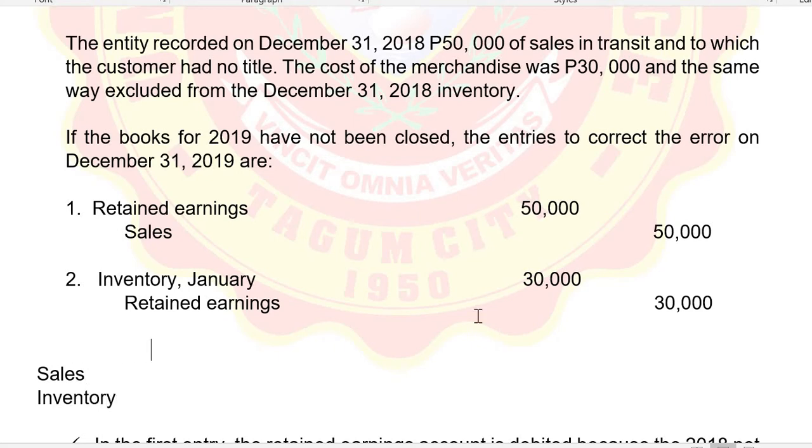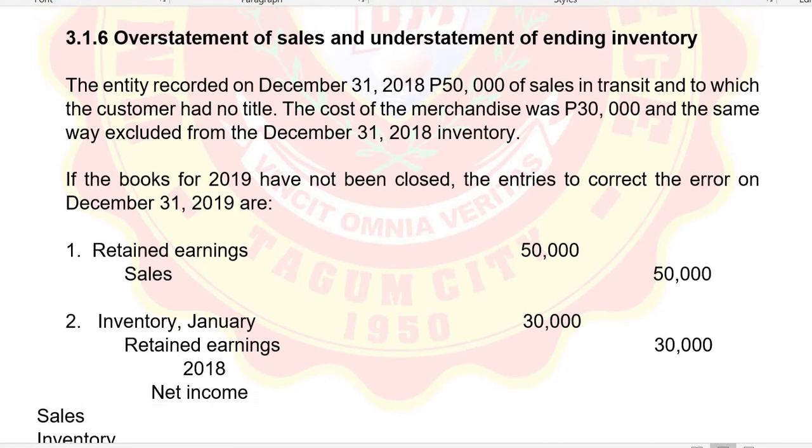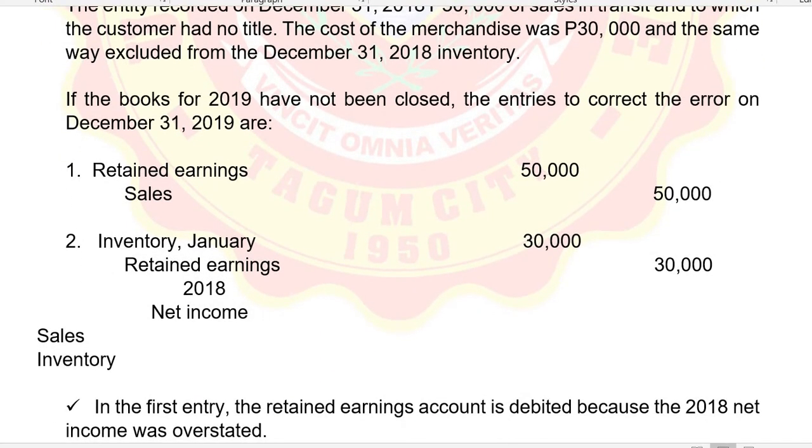So, yung net income mo sa 2018, anong effect sa net income mo sa 2018? So, if your sales is overstated, of course, overstated din yung net income mo. Diba? And your ending inventory is understated. If ang ending inventory mo is understated, therefore overstated yung cost of goods sold. So, pag overstated yung cost of goods sold, understated yung net income. Okay? That's for 2018. So, for 2018, wala siyang effect actually sa net income. Kasi, the error in sales overstates net income, the error in inventory understates net income.